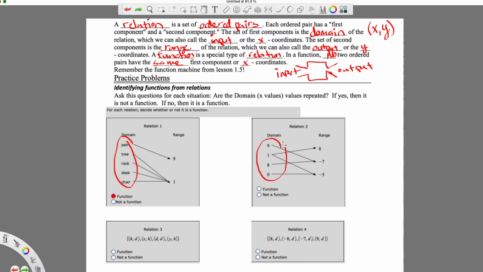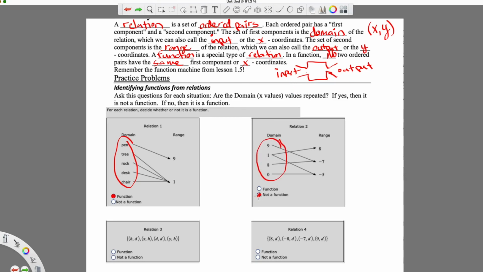So now let's look at the domain of these ones. So I have 9, 1, 1, 8, 0. So 1 is being used twice. I put 1 into my machine here, and I got 8. And then I put 1 in again, and I got -5. So my machine is broken. Something's wrong here. This is not working, so this is not a function.